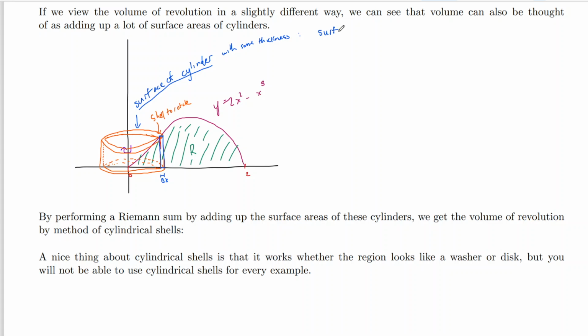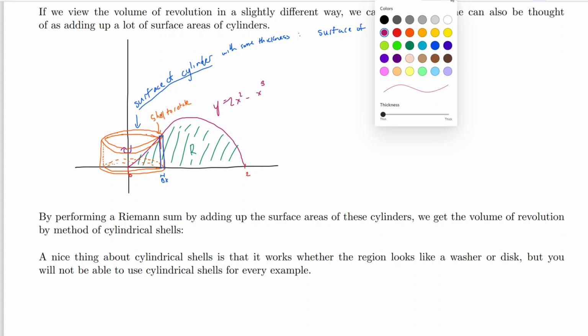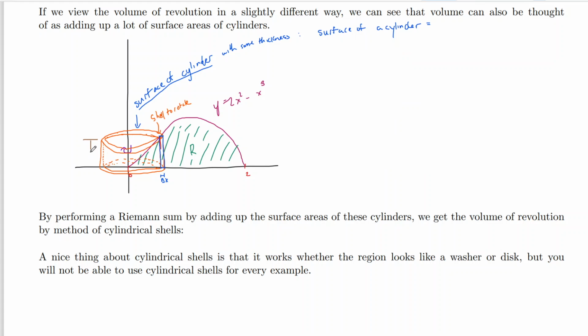Well, the surface area of a cylinder is equal to, and there's two components here. You have the height of the cylinder. Go ahead and find a color here. So we have the height of the cylinder, which is h. And then you also have the radius of the cylinder, which I'll use lowercase r. The surface area of a cylinder, got the word area, is 2 pi r h.